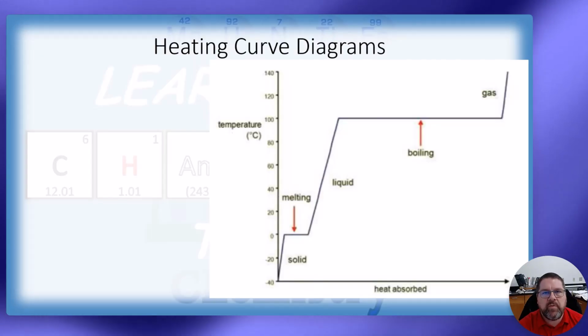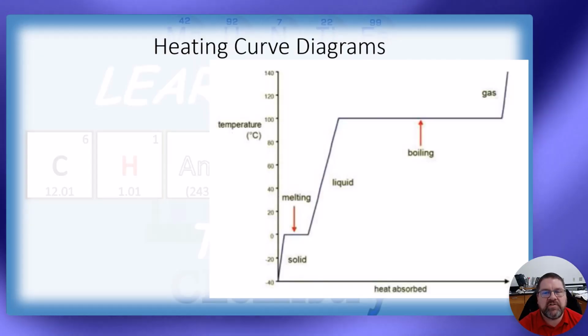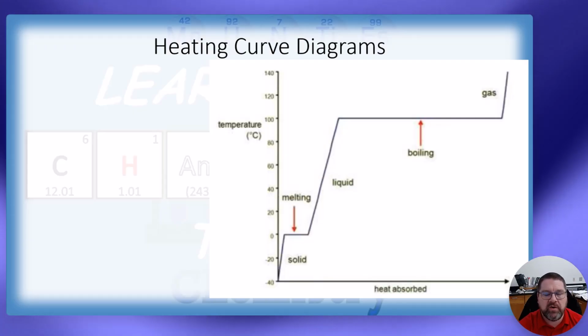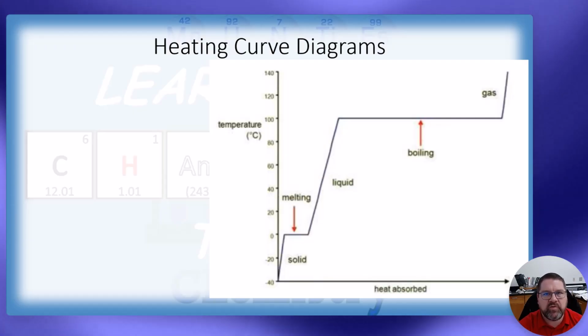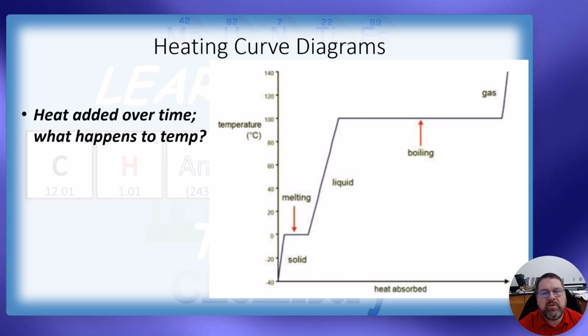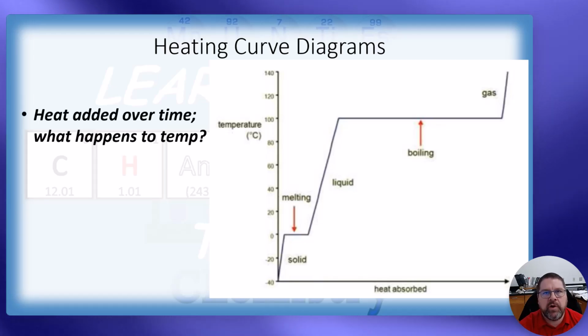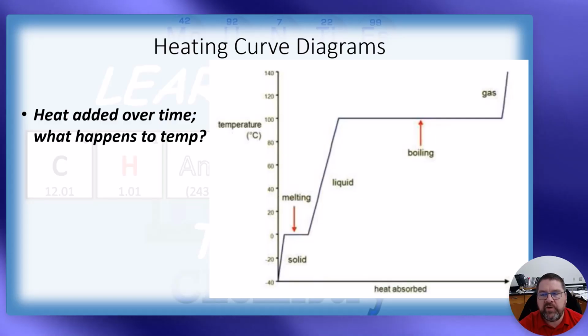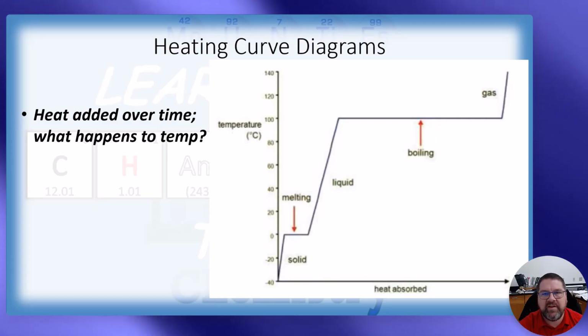One common diagram that we see when we're talking about phase changes is known as a heating curve diagram. Sometimes it might be called a heating or cooling curve diagram, and we'll talk about the difference between those two. But when we look at what the graph is showing us, obviously it's showing us temperature on the y-axis, but along the x-axis we see that as we move from left to right, heat is being absorbed.